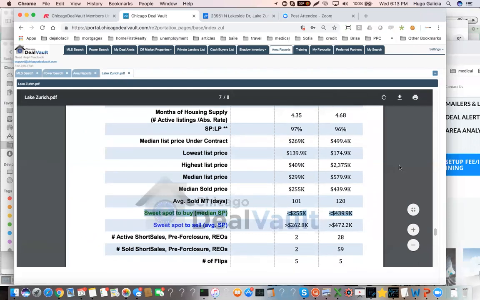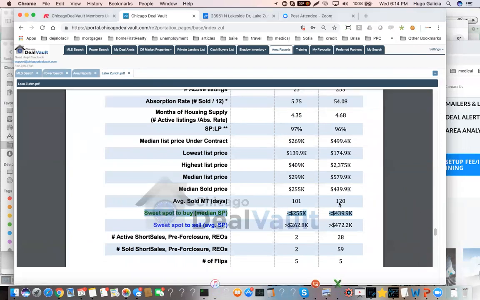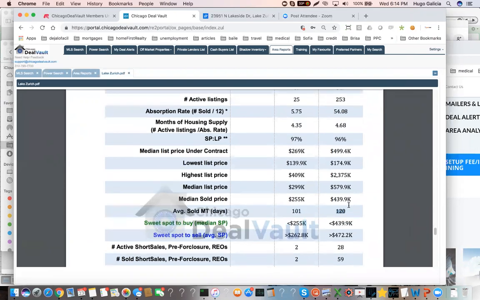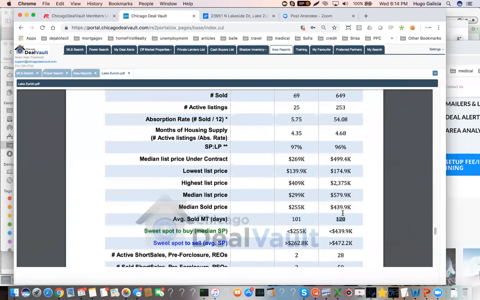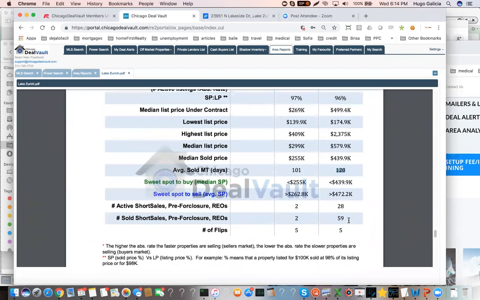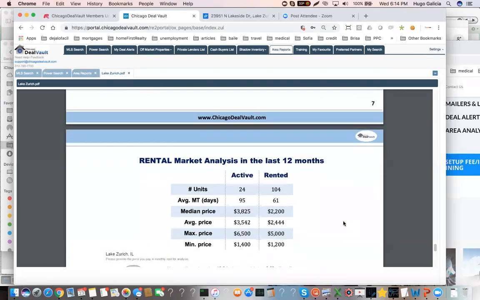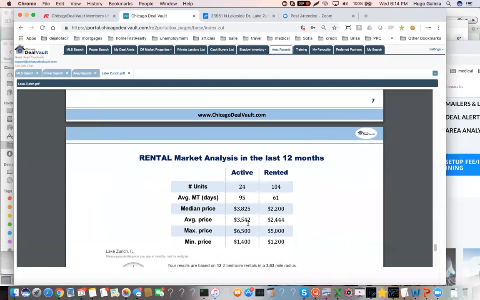But something to keep in mind, friends, is that the average sold market time for a single family home in Lake Zurich is 120 days. So it's going to sit in the market for about 4 months, which is kind of high. So we knew this going into this area. When we do the analysis for the fix and flip, we're going to need to take this into account. Another key indicator, obviously, are the rents. So rents tend to be high.